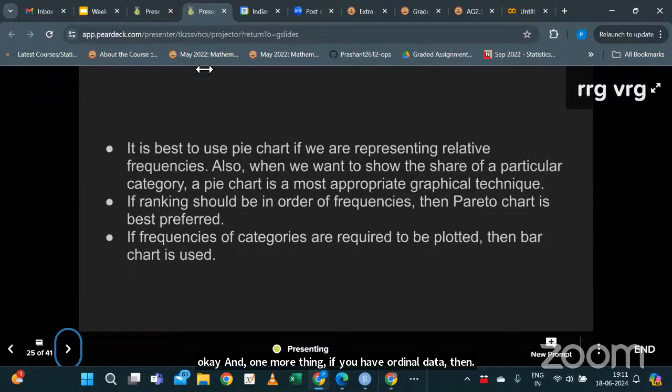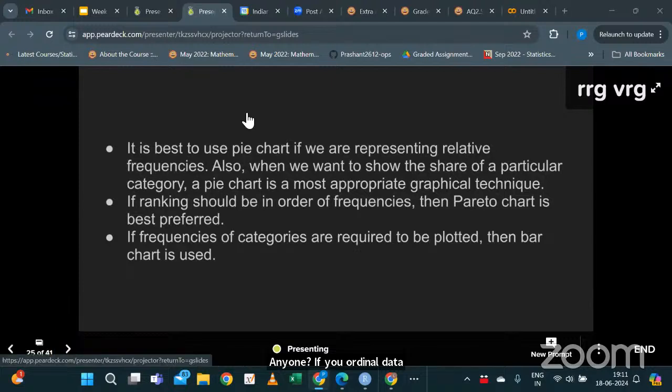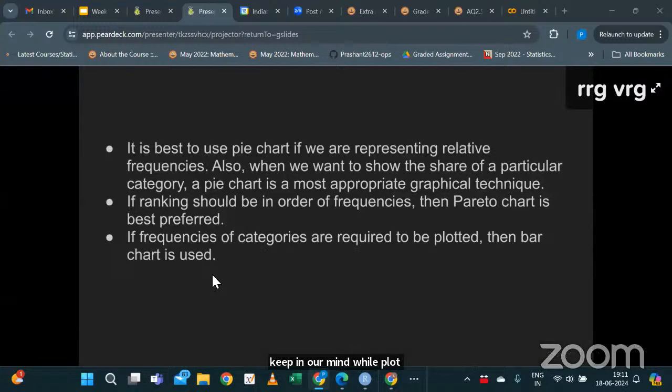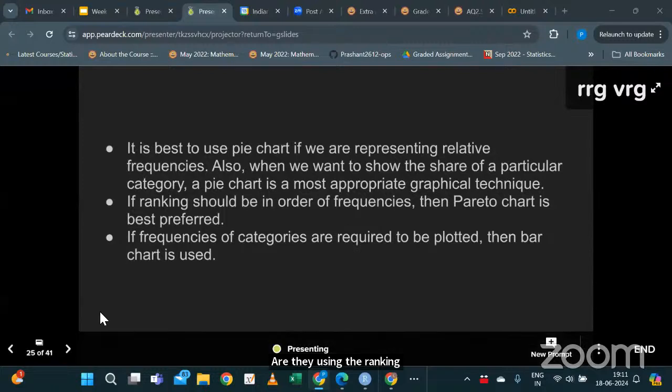If you have ordinal data, my question was whether there is something we should keep in mind while plotting a bar chart or Pareto chart. Arranging the ranking. Order must be conserved. Correct. So order must be preserved actually. That is the meaning of your ordinal data.